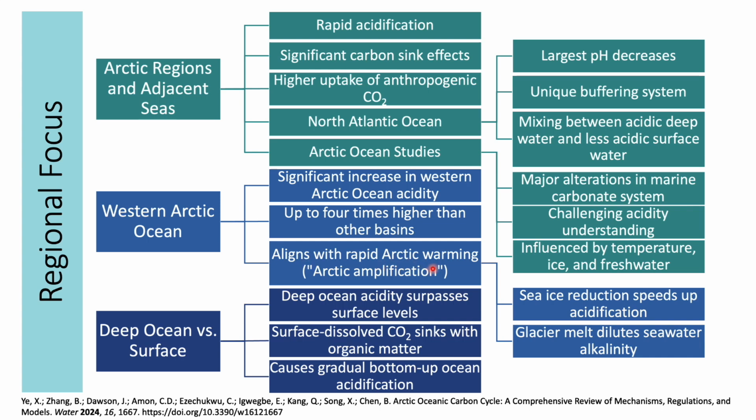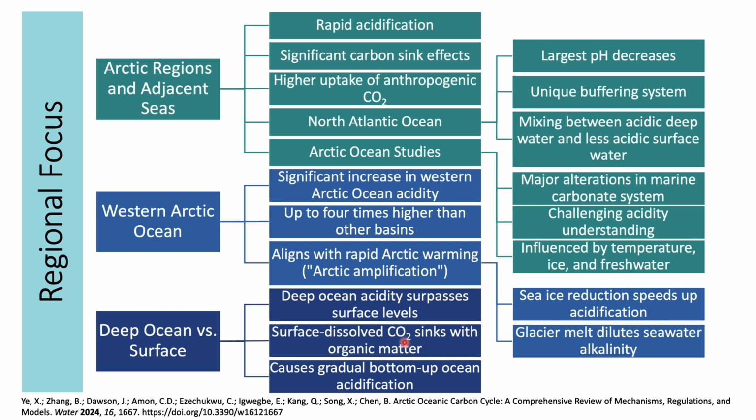How do we know that this is happening? Sea ice reduction speeds up acidification, and glacier melt also dilutes seawater alkalinity. So these are the two ways by which Arctic warming affects acidification. And when we look at the deep ocean versus the surface, the deep ocean acidity surpasses the surface level, because the deep ocean acidity is pretty high.